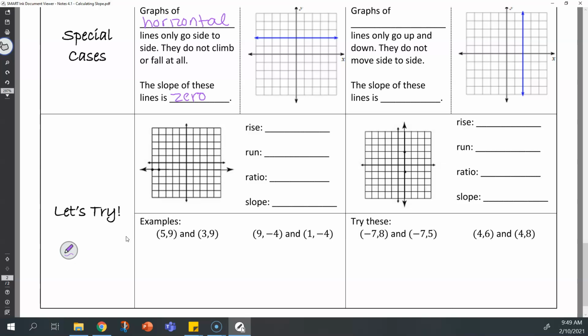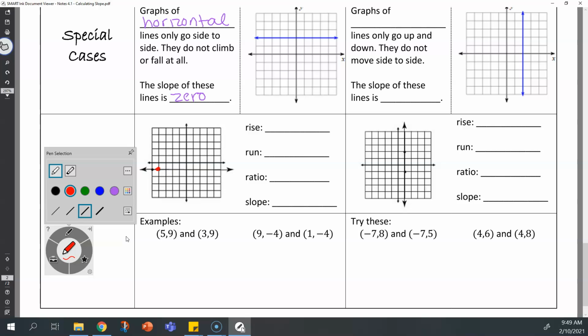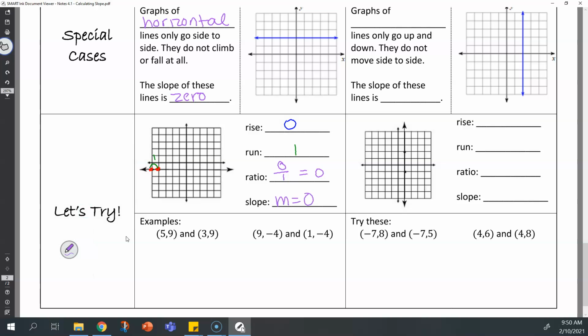So in this case, they gave me the 2 points. Again, I want to find my rise and my run. But in this case, my rise is 0. If I start from this point, I don't need to go up or down any to get to my second point. My run is going to be 1 because I move 1 to the right. When I write that ratio, I get 0 over 1. Well, 0 over 1 equals 0. So my slope is m equals 0.